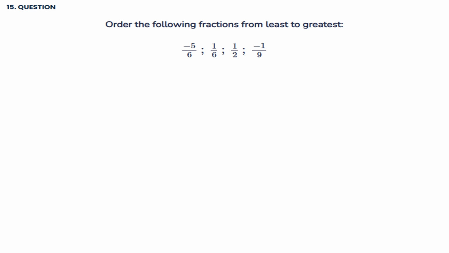So the easiest way to find out is to put all of these numbers into decimals. That's the easiest way. I can't just look at these fractions and tell whether or not one fraction is larger than the other, besides the fact that some of them are negative and some of them are positive. So we're going to start with negative 5 over 6.